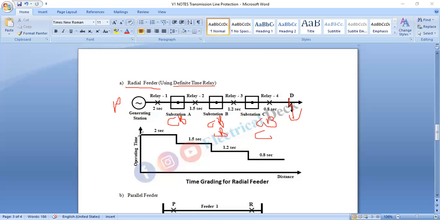So this is the working principle for the radial feeder. Next, what are the drawbacks of this radial feeder? If the feeder has a large length, or a large number of sections, then the time at the supply side point is more. For our case, it will be 2 seconds, which is appreciable.